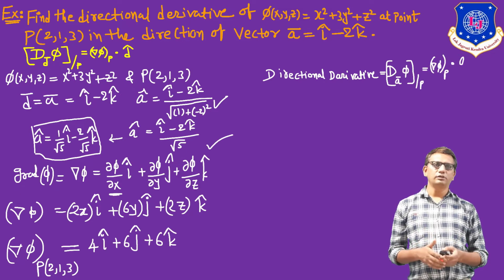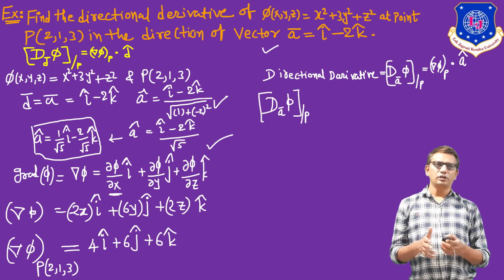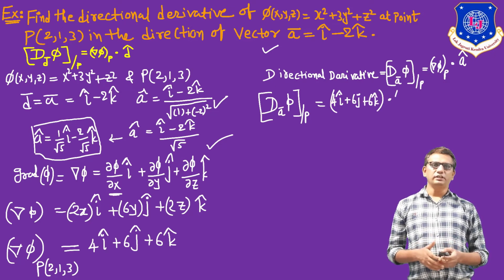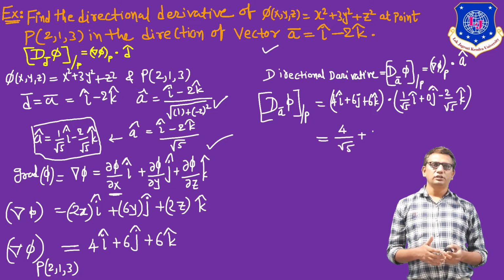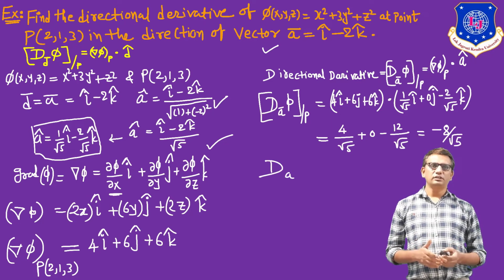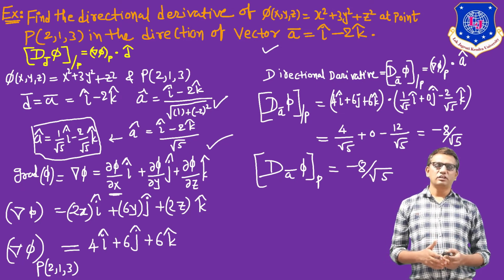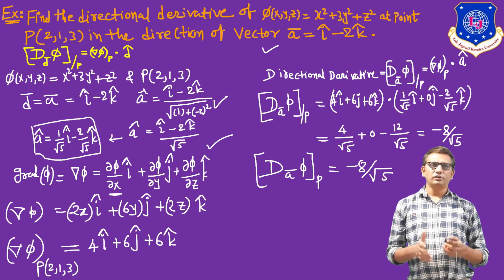Here we have already found the d caret. So our formula is this: a caret dot product with the gradient. So finally we first write down the gradient and its dot product with a caret. A caret is 1 upon root 5 and minus 2 by root 5. So after simplifying we get 4 by root 5 minus 12 by root 5, which is our directional derivative of the given scalar valued function in the direction of i minus 2k.